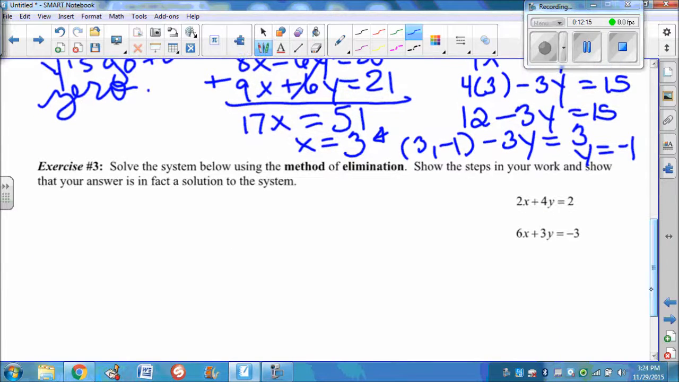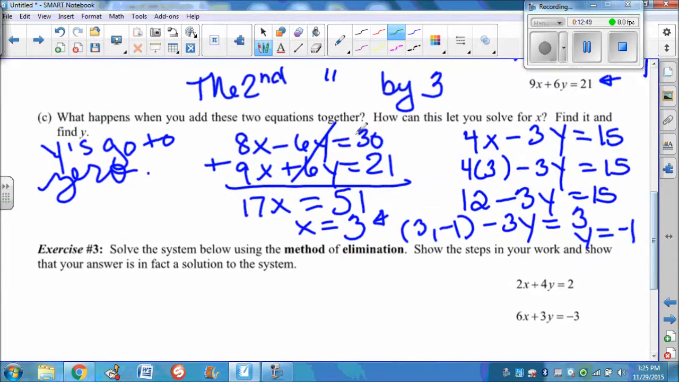It says solve the system below using the method of elimination. That's just what we've been doing. Show the steps in your work and show that your answer is in fact the solution. So in other words, we've got to do the substitution in the end. So in order for us to be able to solve this, we've got to eliminate one of the variables. In order to eliminate, I've got to use that property of equality. So I'm going to have to multiply one or both of the equations so that I end up with opposites over each other. Because when I look back up here, I ended up with opposites, -6y plus 6y. That's what I need to be able to happen.